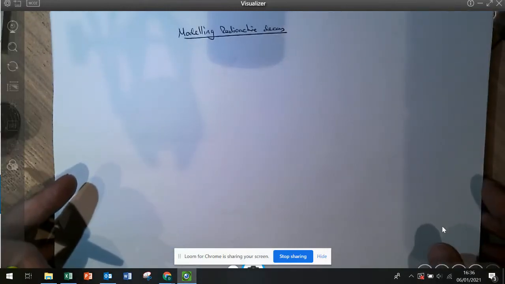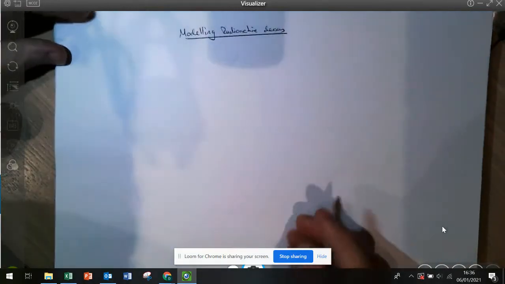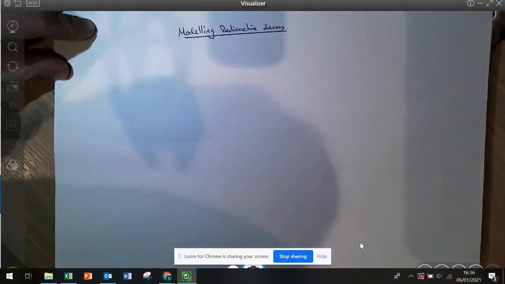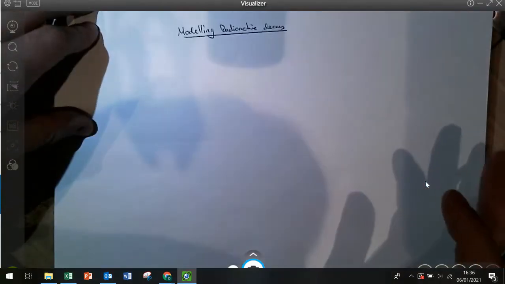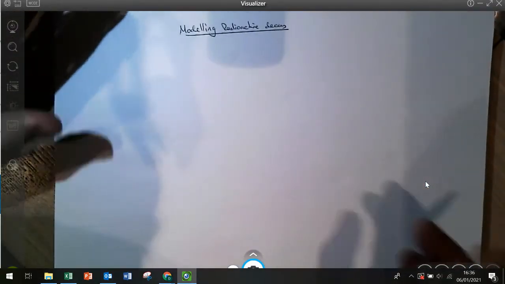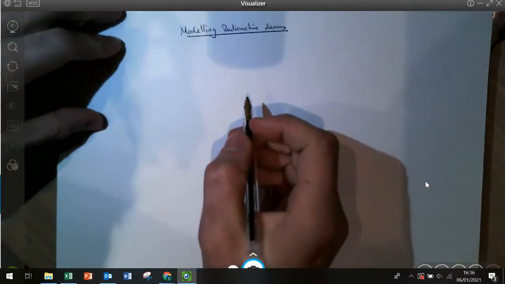In this video, we're going to look at modelling radioactive decay. This is a must-do practical with classes. It's really easy for them to do. They get really good results time after time, and it also nicely visualises the idea of radioactive decay being random.